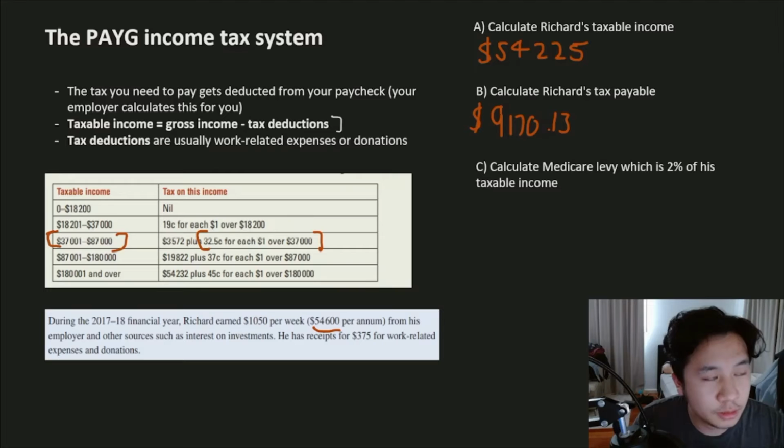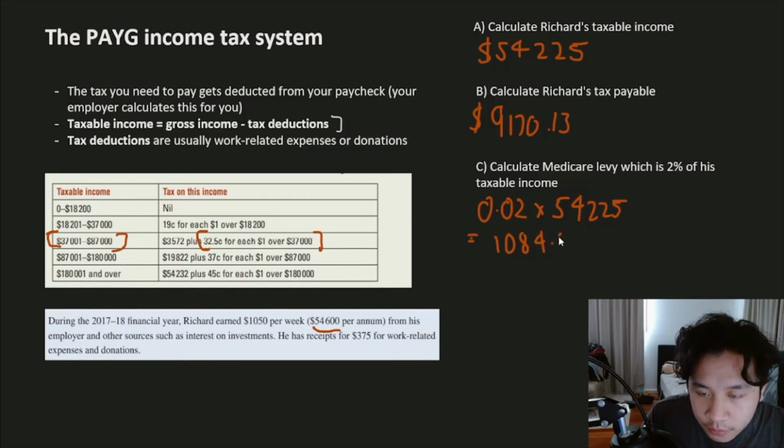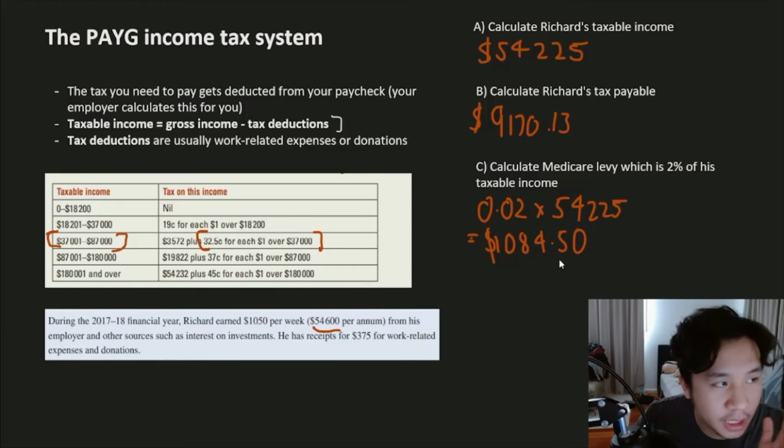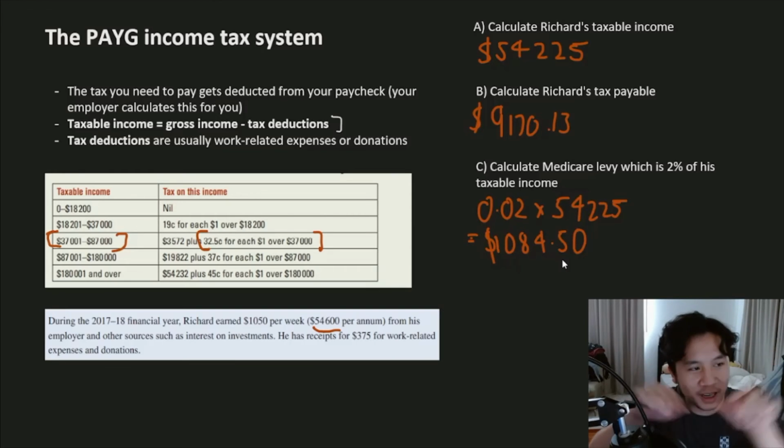All right, here we have a question where it asks us to calculate the Medicare levy, which is 2% of his taxable income. So pretty easy. We know his taxable income from before. You just want to times that with 0.02, which is 2%. And that will give you $1,084.50. So he has to pay a Medicare levy of this. And if you don't know what Medicare levy is, it just pays for the Medicare services. You know that green card you have?